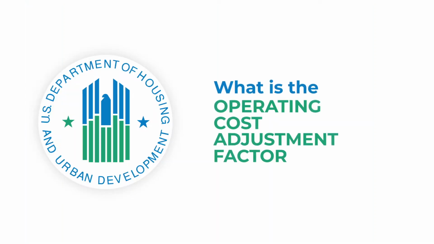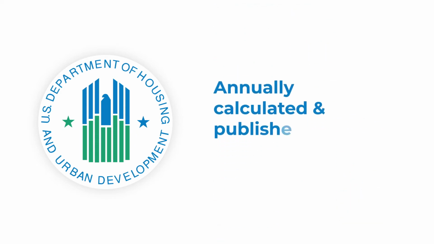What is the OCAF? So, what is the OCAF, or Operating Cost Adjustment Factor? Let's start with the basics. 1. Who sets the OCAF? HUD calculates and publishes the OCAF annually in the Federal Register. The Federal Register notice states when the OCAF for a given year takes effect, which is typically February 11th.